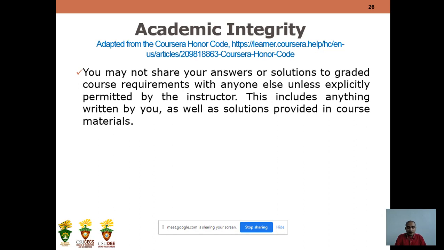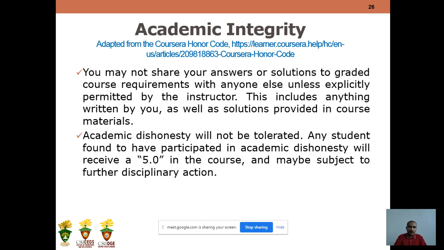Then this includes anything written by you as well as solutions provided in the course material. So you need to abide by academic integrity with these provisions. Academic dishonesty will not be tolerated, of course. Any students found to have participated in academic dishonesty will receive a grade of 5 in the course and may be subject to further disciplinary actions.